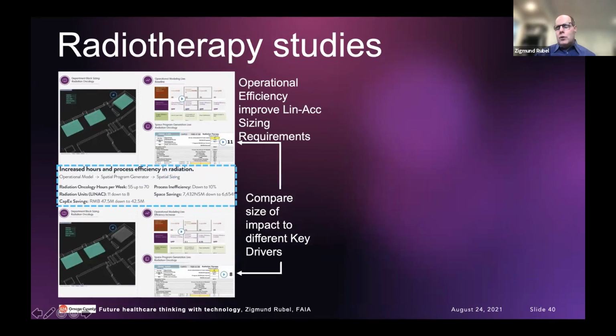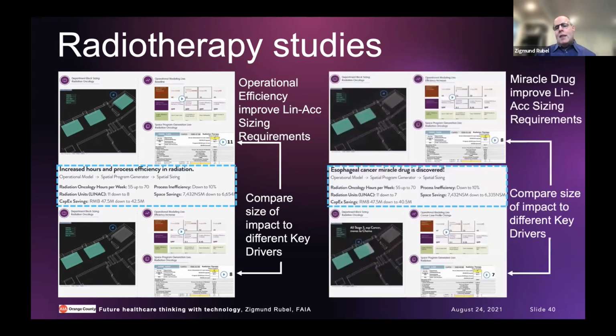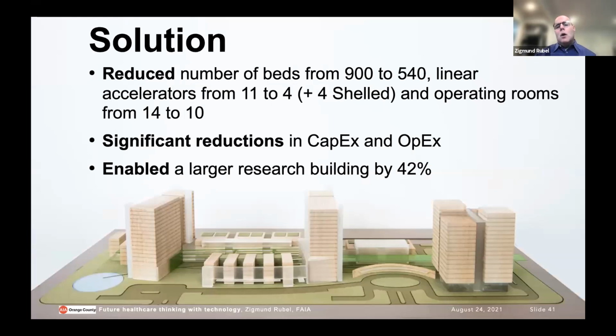The user initially asked for 11 Linacs. And as many of you know, they're about $10 million each. So the funder pushed back and said, why do you need so many? So we reduced the 11 to 8. And then we looked at, because it is a research campus, what if, as they called it, a miracle drug came on the market and reduced the need for radiotherapy? So what we ended up building were actually 8 radiotherapy machines, of which 4 were shelved.